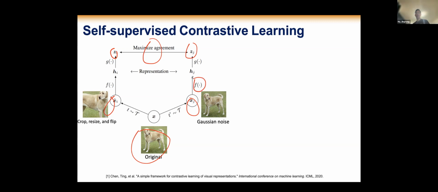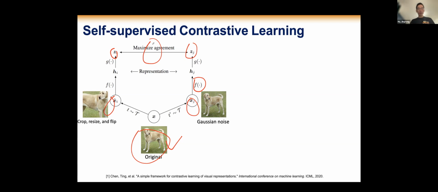In this way, we basically train an encoder without any label. We don't need a label to indicate this is a dog, because for any image, we can just do this and ask the model to maximize the agreement. This way, we learn how to extract features, even though we don't know what the image is, but we know how to extract the features. That's the main idea here.